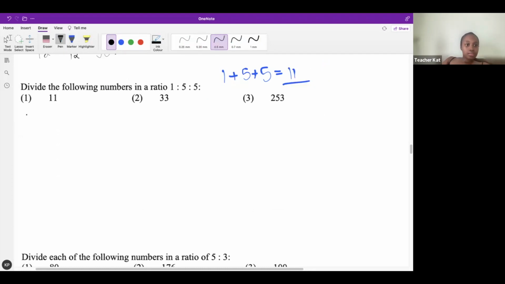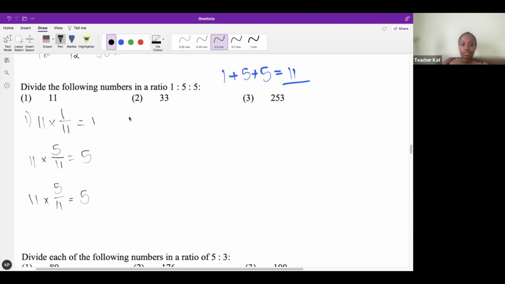So for the first one, I'm going to use method 1, and then method 2, and then method 1 again. So for the first one, I'm going to say 33 times 1 out of 11, then 33 times 5 out of 11. And the last one will be 33 times another 5 out of 11. So how much is the first person going to get? Nice, thank you. 1, 5, and 5.